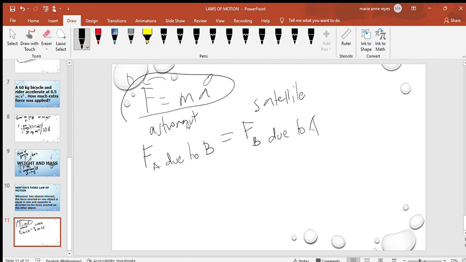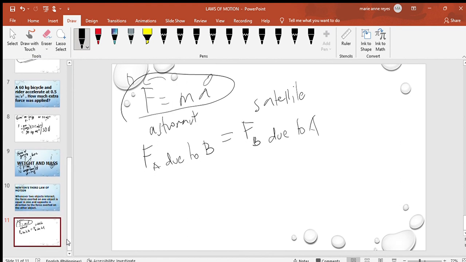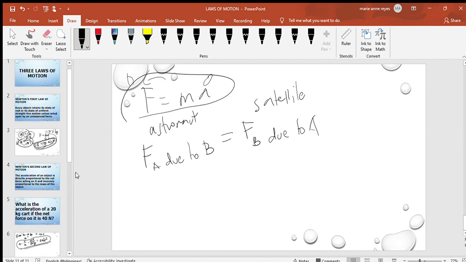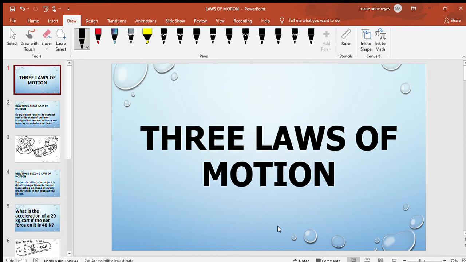So now, ang may computation lang natin is the second law of motion, and the rest is pure concept naman. Ayan lang yung simple explanation of the three laws of motion natin.